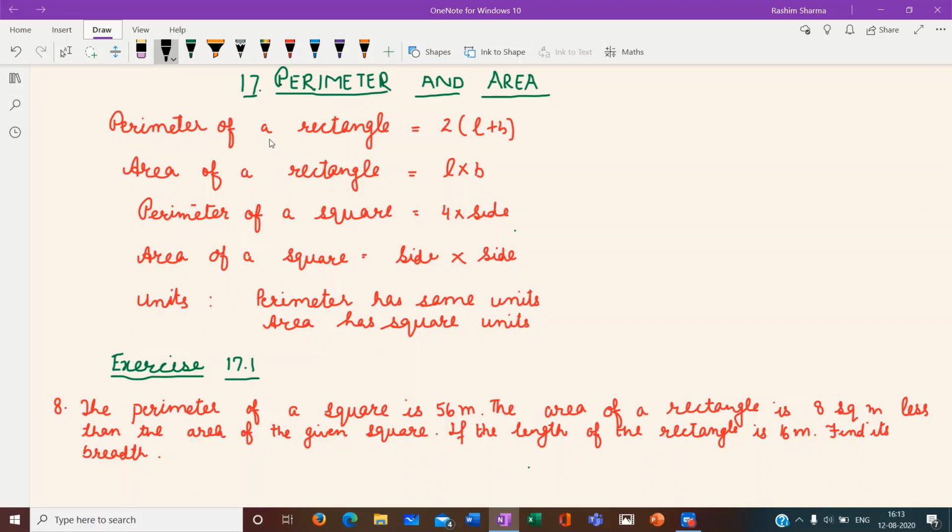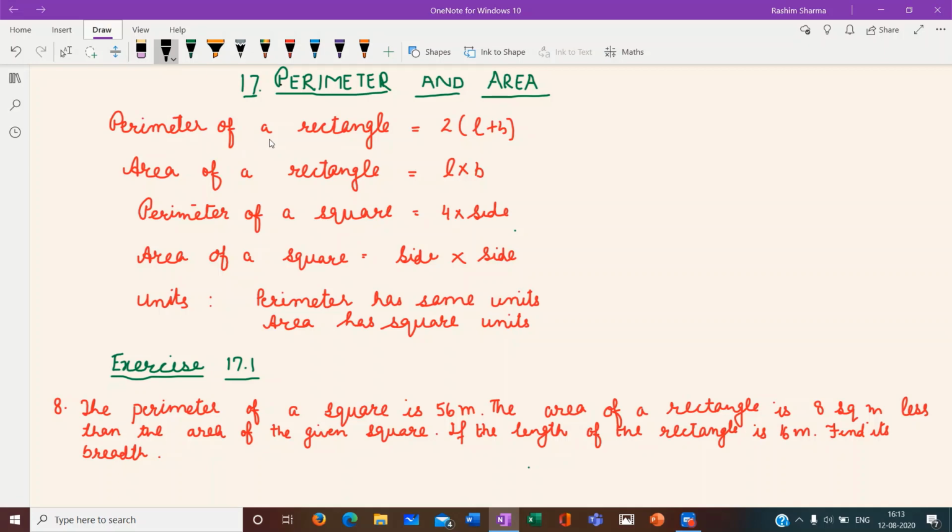Hello students, today we will continue with chapter 17, perimeter and area. We are discussing a rectangle and a square. The perimeter of a rectangle is equal to 2 into (L plus B), as we have twice the length and twice the breadth. Then the area of a rectangle is equal to length into breadth.